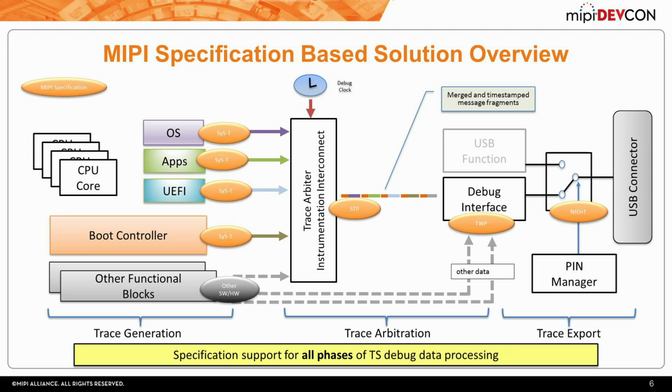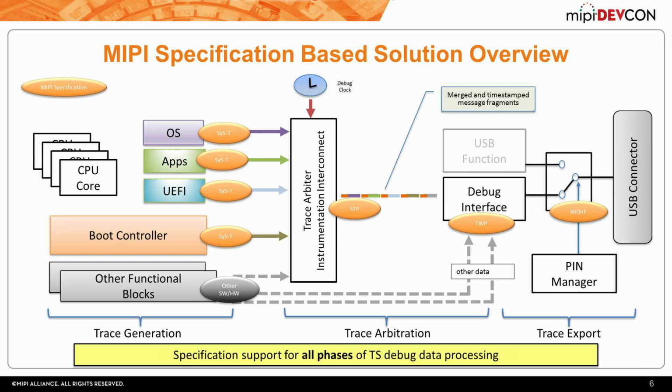And now that we have combined the debug data streams from all different areas in our design, we finally put them out onto a pin interface. And in this case, we don't have a dedicated debug port, but have to use the USB port, which is a functional interface of the device. And there we use another MIPI specification called NIDnT, Narrow Interface for Debug and Test, that can swap the usage of that port on demand between functional and debug purposes.